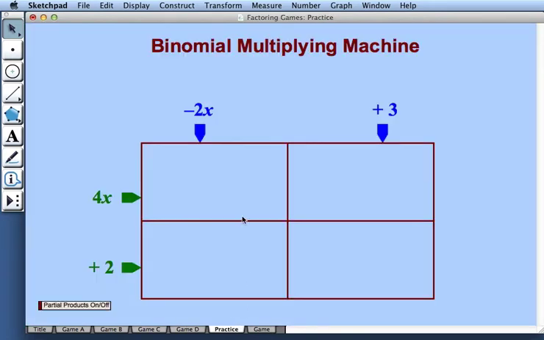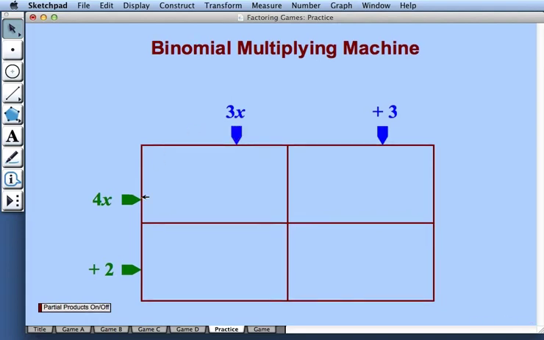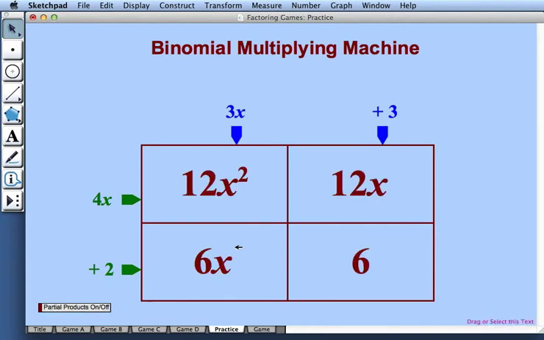And in the second activity relating to factoring, things become a little more abstract. Here, rather than have algebra tiles, we use these sliders to represent our binomial multiplication. So here, for example, I have 4x times 3x, or 12x squared, plus 12x, plus 6x, plus 6. And I can choose to turn those partial products on or off.